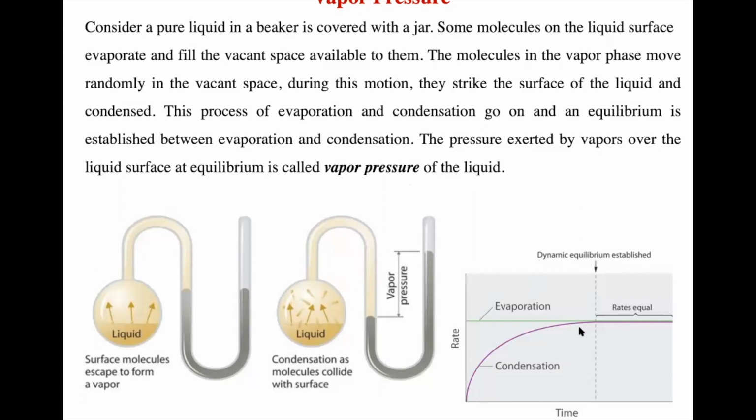In this diagram, you can see that the rate of evaporation and the rate of condensation are equal at equilibrium. It means that at dynamic equilibrium, the rate of evaporation is equal to the rate of condensation. Okay, so this is called the vapor pressure.